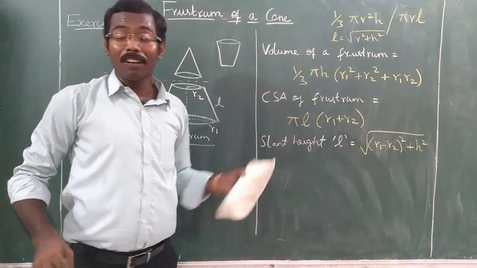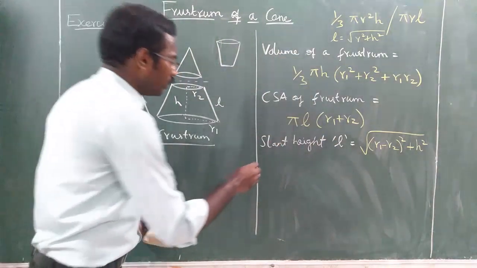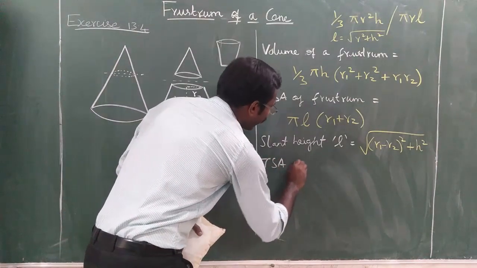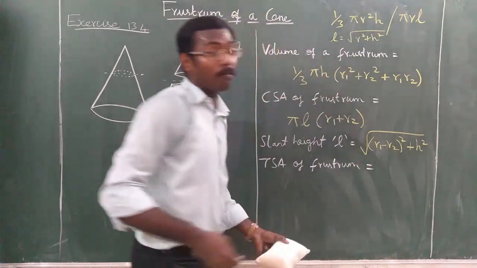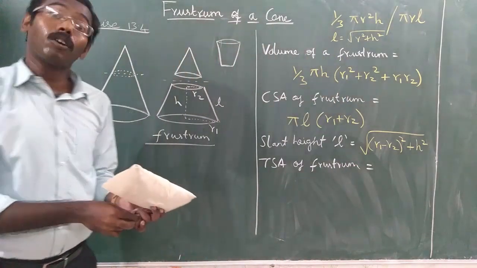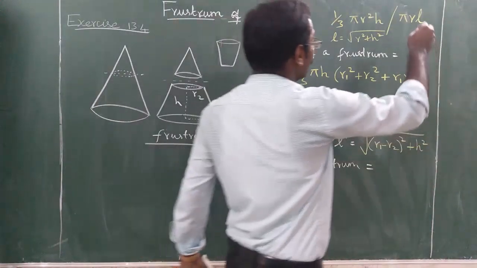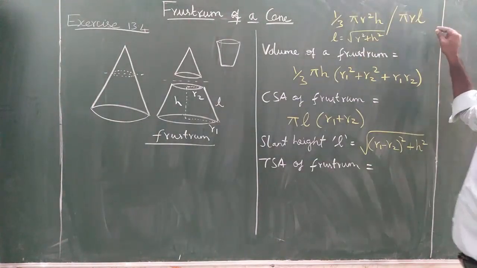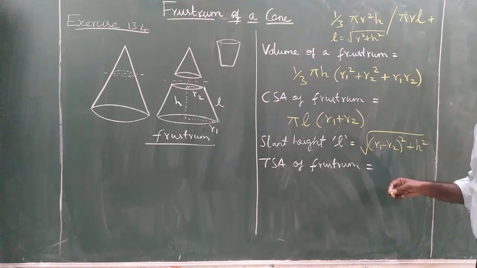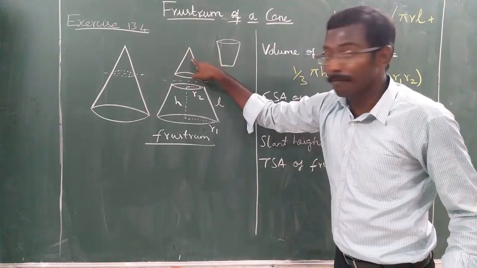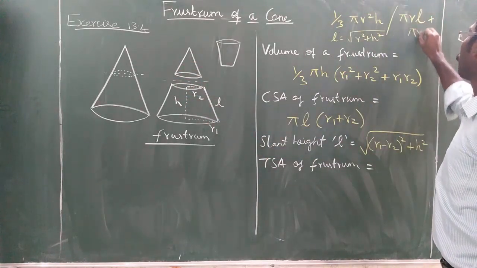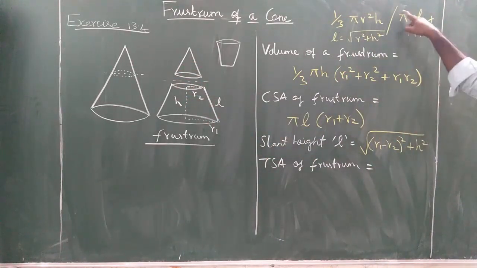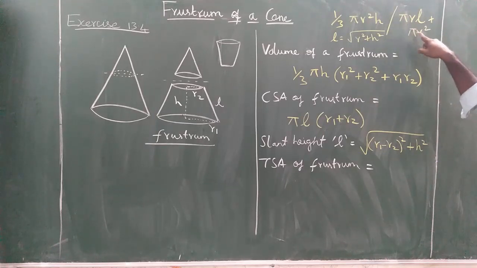Now, after volume and curved surface area, total surface area. TSA of frustum equals, do you remember the total surface area of the cone? Total surface area of the cone is curved surface area pi rl plus one circle, the base circle, na? The circle's area is pi r square. Yes or no? So this is the total surface area: pi rl plus pi r square, that is curved surface area plus pi r square.